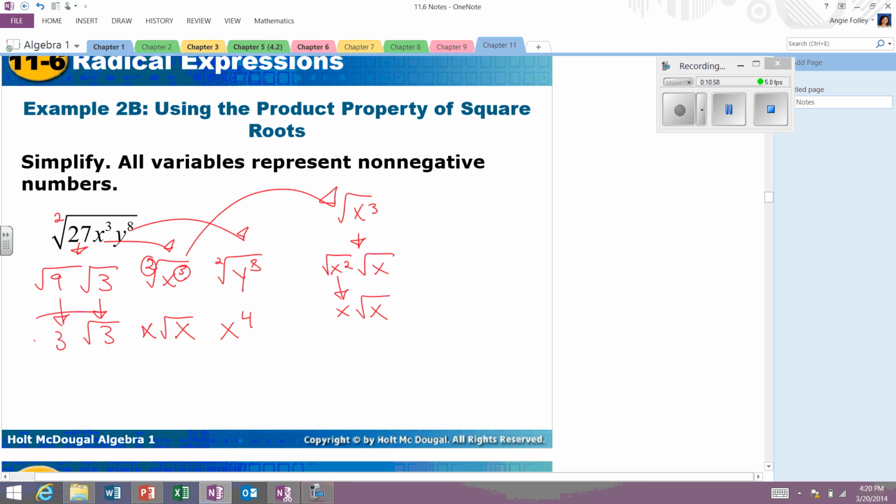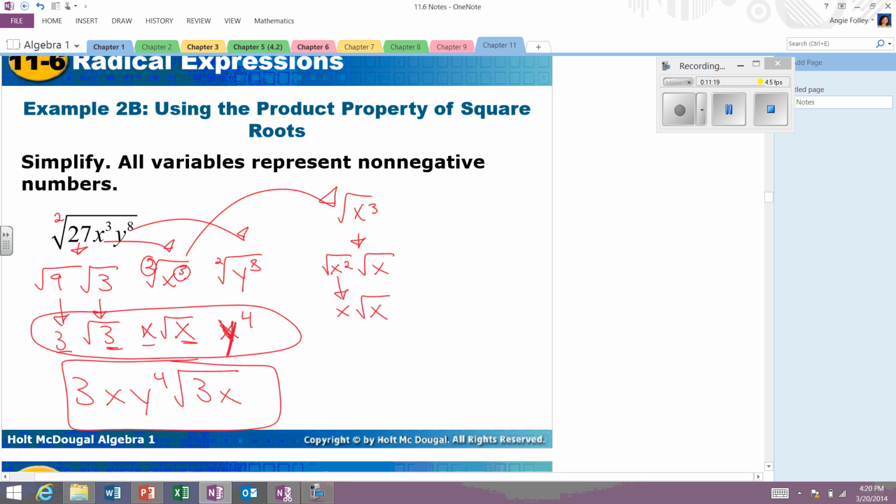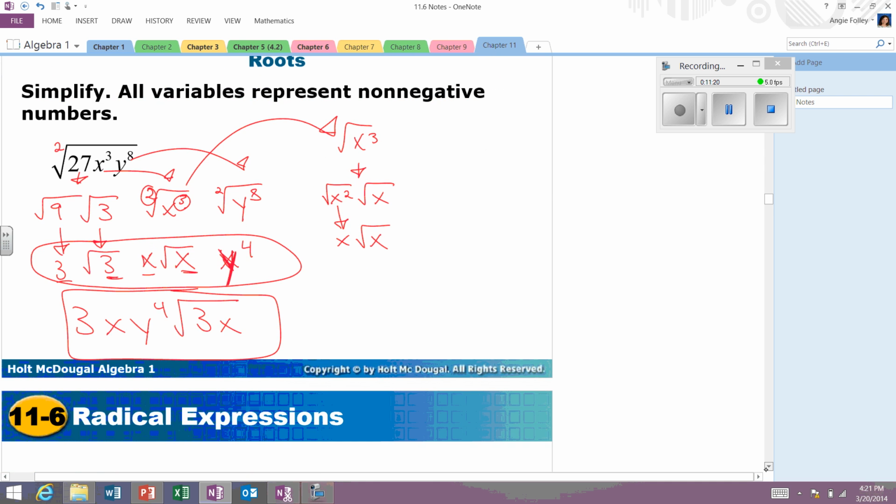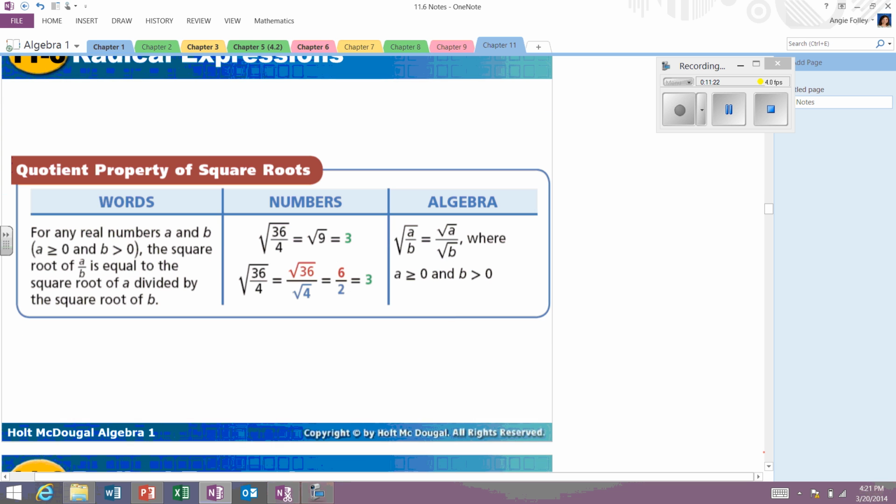Okay, now that we have all of this left, everything that is not under the radical is going to go out in front. So I've got a 3, I've got an x, and I've got a y, sorry about that, this should have been a y, and a y to the 4th. So I've got a 3, an x, and a y to the 4th. And then left under the radical, I've got a 3, and I've got an x. Okay, that might have been a little confusing, but I think as you get going, you'll be okay.